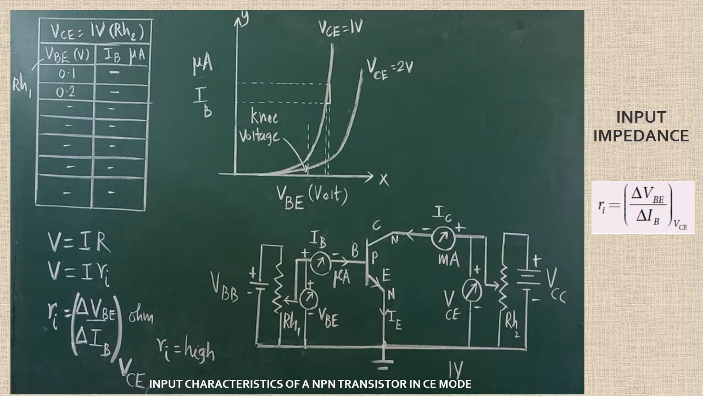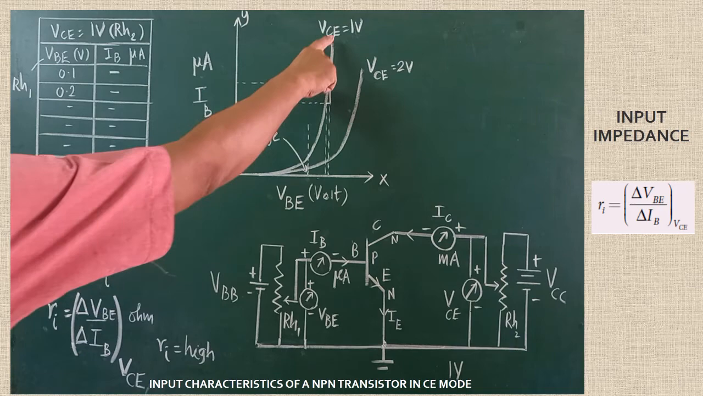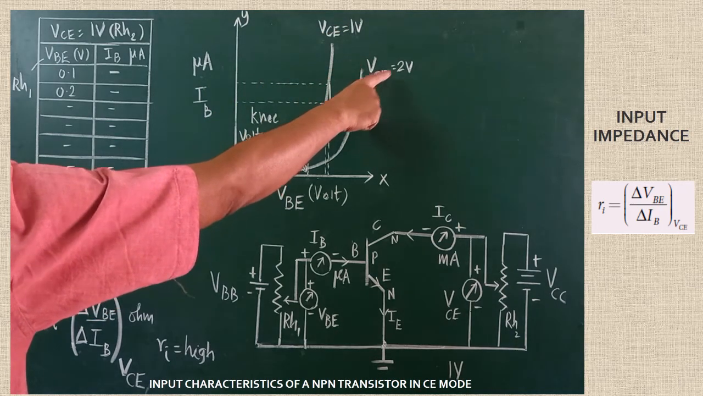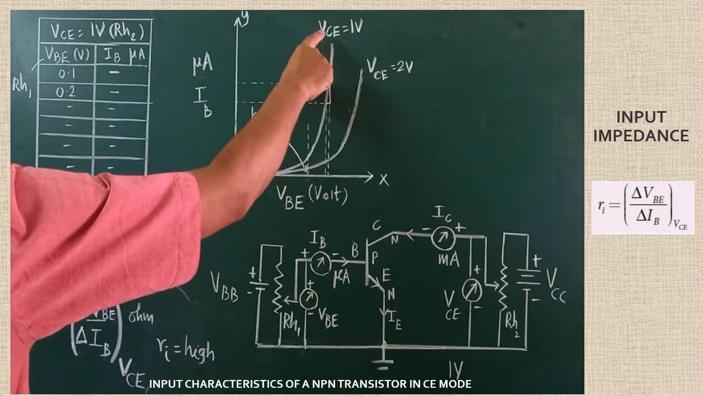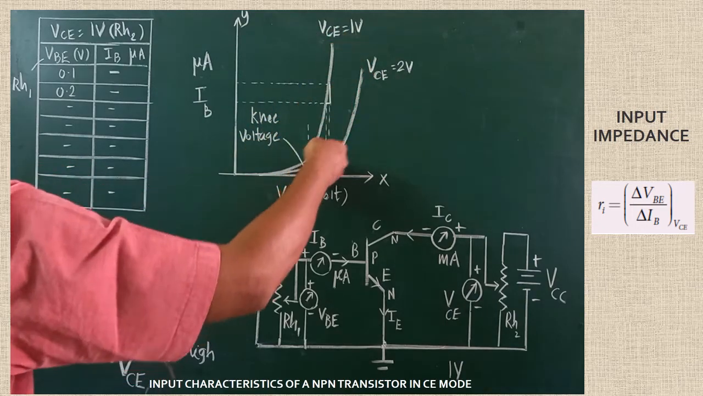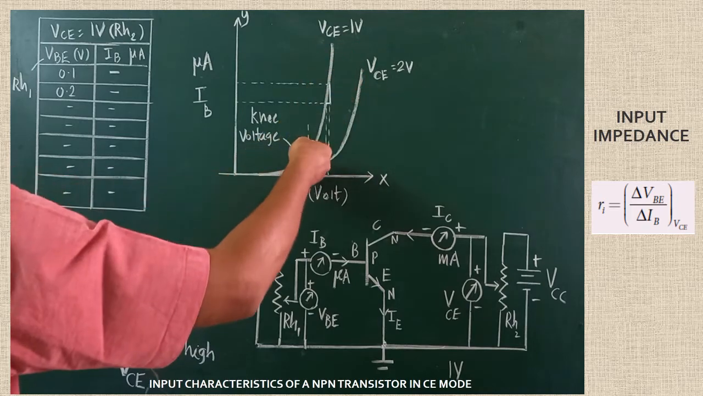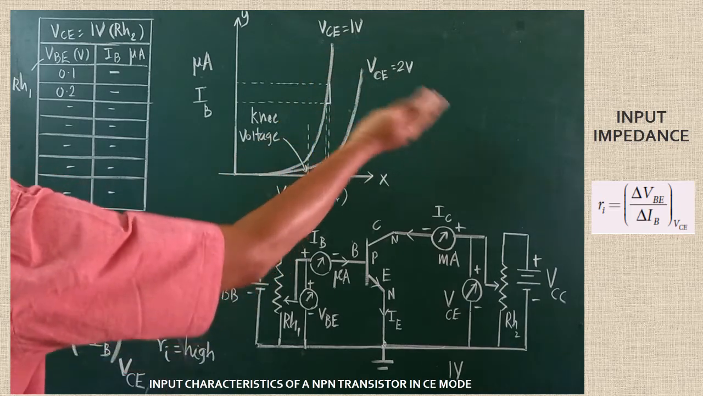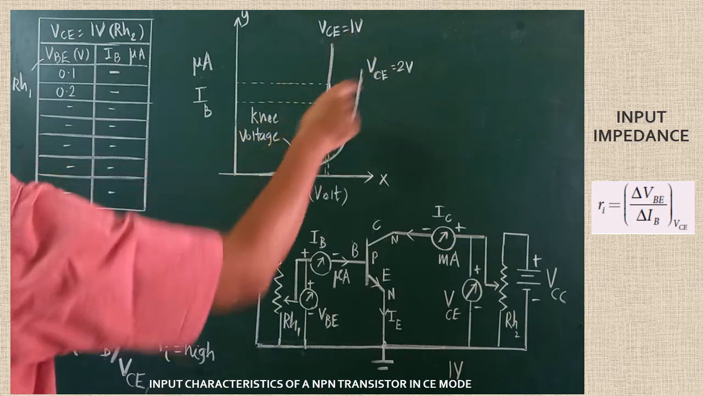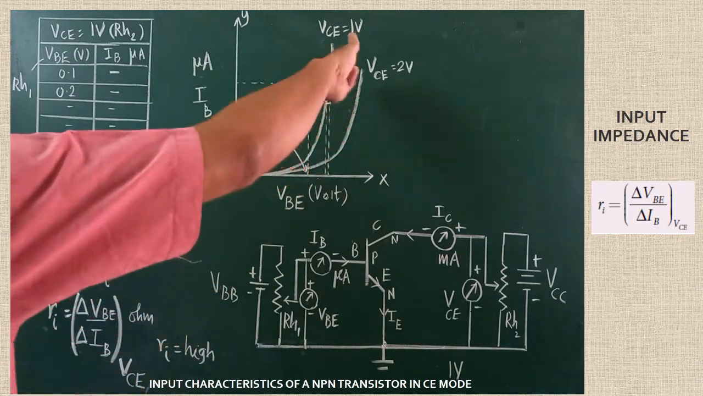Here one important conclusion is, after drawing for VCE 1 volt, we have to go for VCE 2 volt. When you increase the VCE value, what will happen? The graphs that could be seen move in the outward direction. When VCE is increased from 1 volt to 2 volt, the curves shift outward.